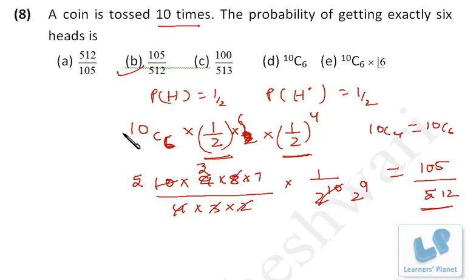Since we want exactly 6 heads, but we are tossing the coin 10 times, I am selecting 6 tosses out of 10 in which we are getting heads. In this, the probability of getting heads in each toss is 1 by 2. So in 6 tosses, it's 1 by 2 raised to 6. In the remaining 4 tosses, we are getting tails. For each toss, the probability of getting tail is 1 by 2. So it's 4 times, because we are getting tail 4 times, right? Now just simplify it. This will be the answer.